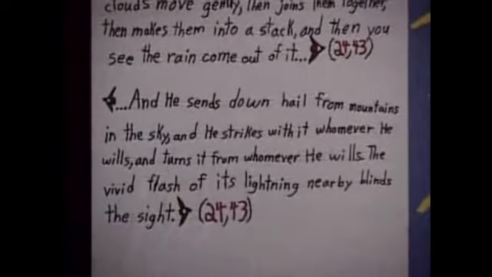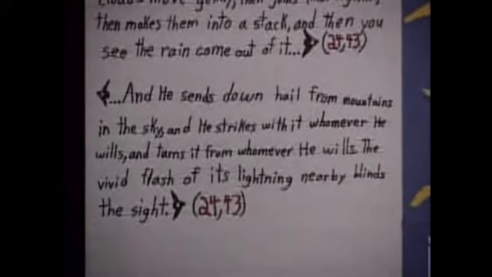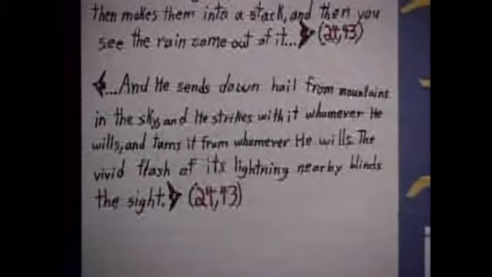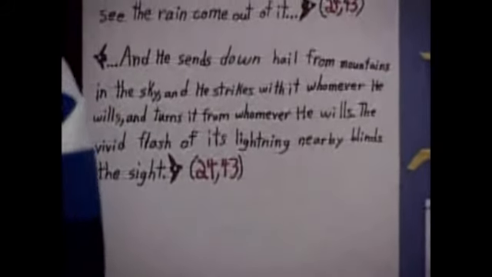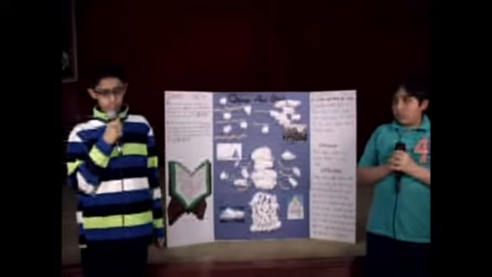Still in Surah 24, ayah number 43, it says: And he sends down hail from mountains in the sky, and strikes with it whomever he wills, and turns it from whomever he wills. The vivid flash of its lightning nearby blinds the sight. So in conclusion, what the Quran said 1400 years ago, scientists discovered recently.